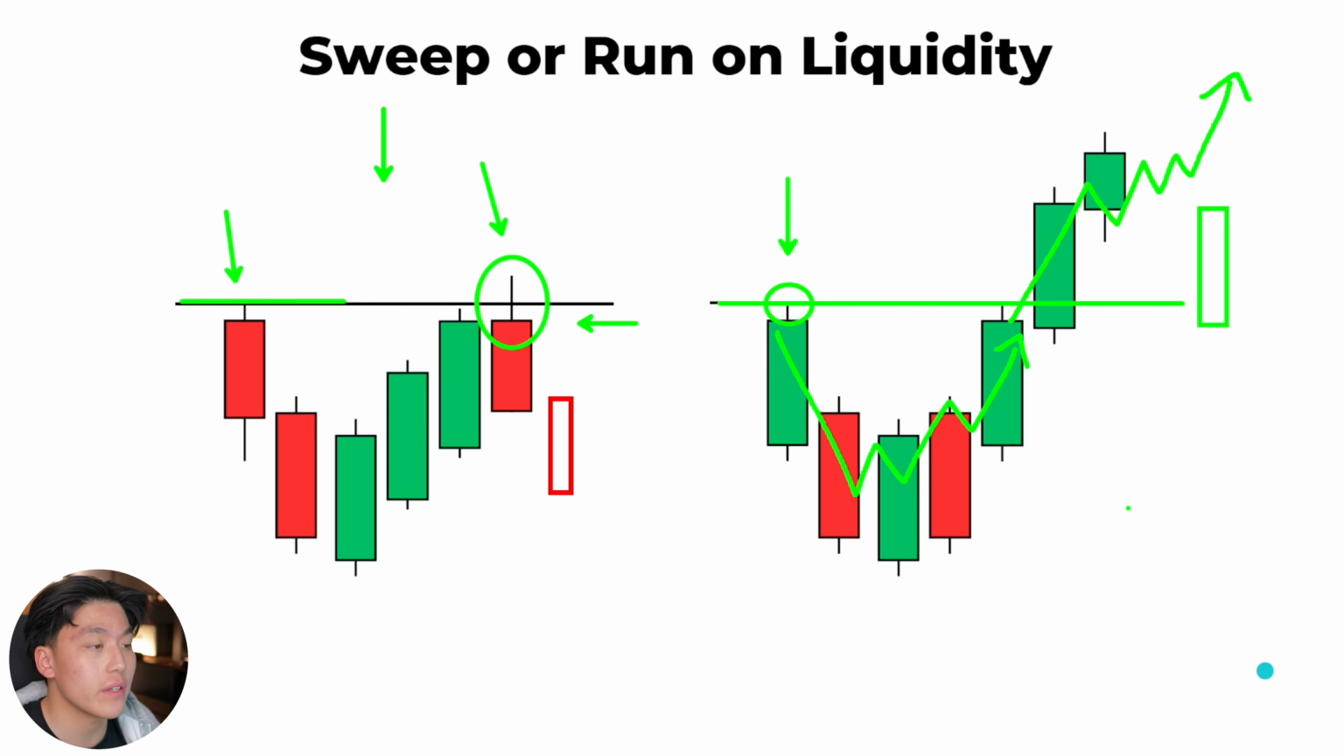So depending on the context of the markets, what we're going to be looking for is these two scenarios: a potential liquidity sweep where we look for a reversal, or if there's a run on liquidity, we can be looking for continuation. With this being said, now let's go on to exactly what liquidity looks like in the markets.